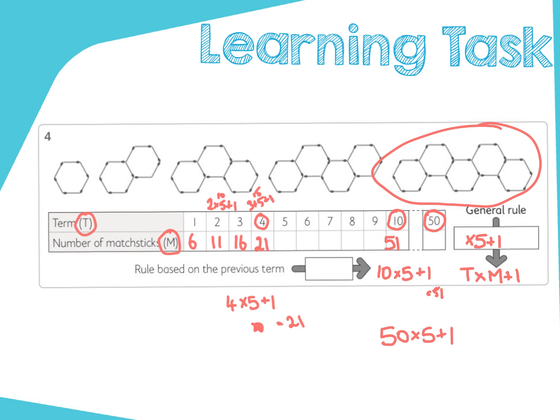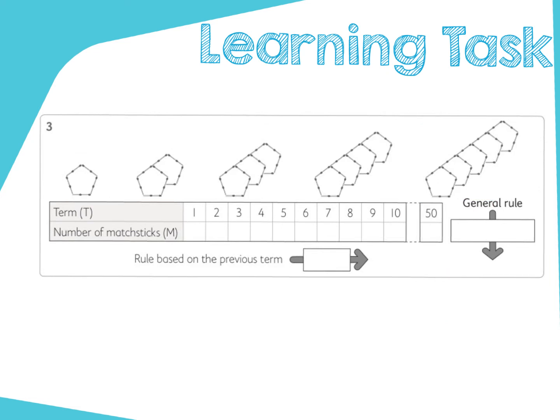Well, 50 times 5 is 250, and 250 plus 1 equals 251. So I can say 251. So we look at our general rule to be able to help us with our patterns and our shapes. So this is almost the continuation of working out what the patterns are. All right, I'm going to give you one more of these, and you're going to figure that one out.